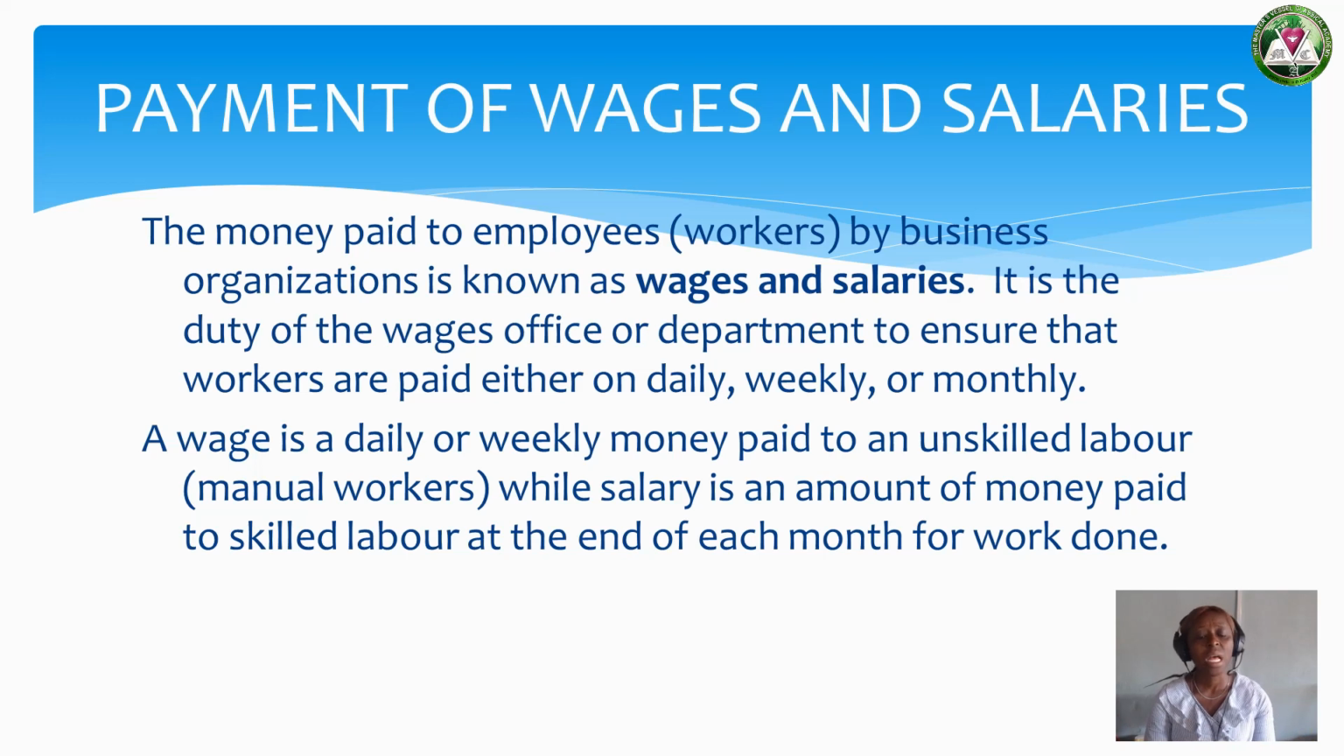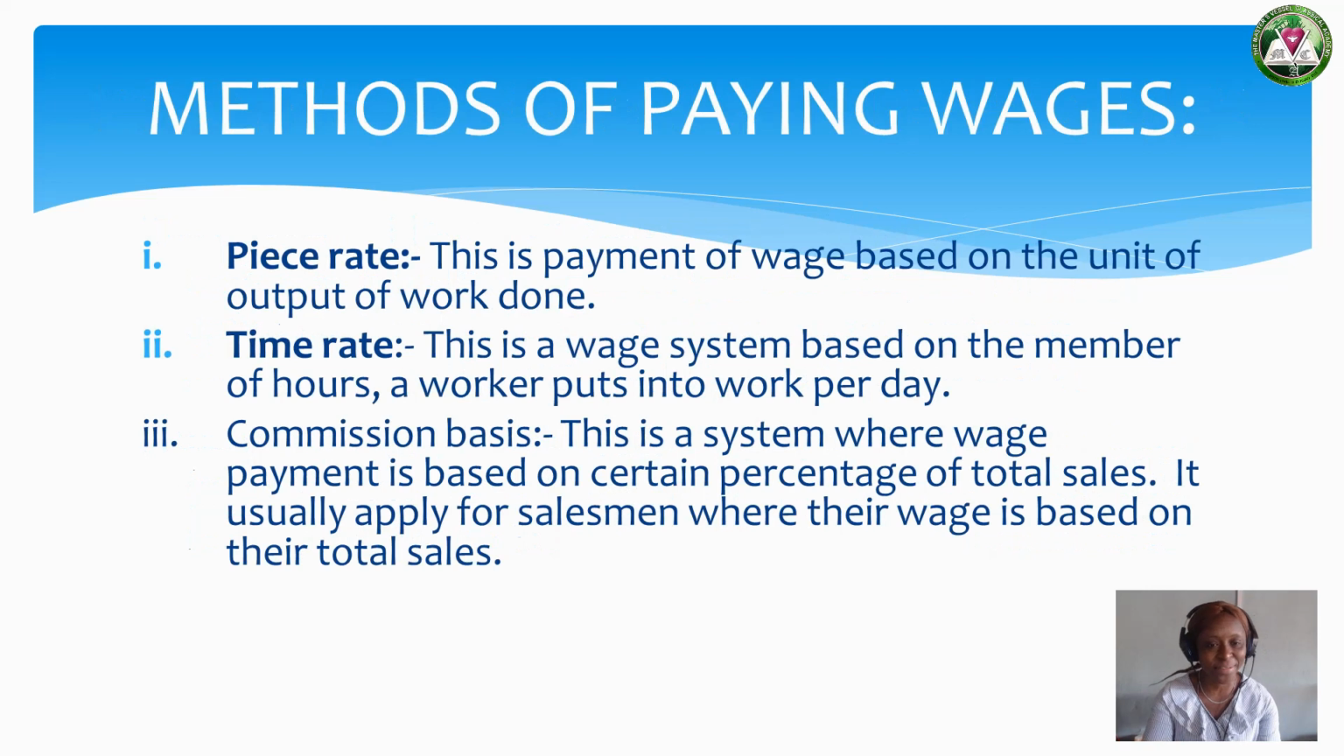Now, the semi-skilled is the person that started the training but could not finish it. Like we said, a wage is paid daily or weekly to unskilled labor, while salary is the amount of money paid to skilled labor at the end of each month for work done. Have you seen the difference?